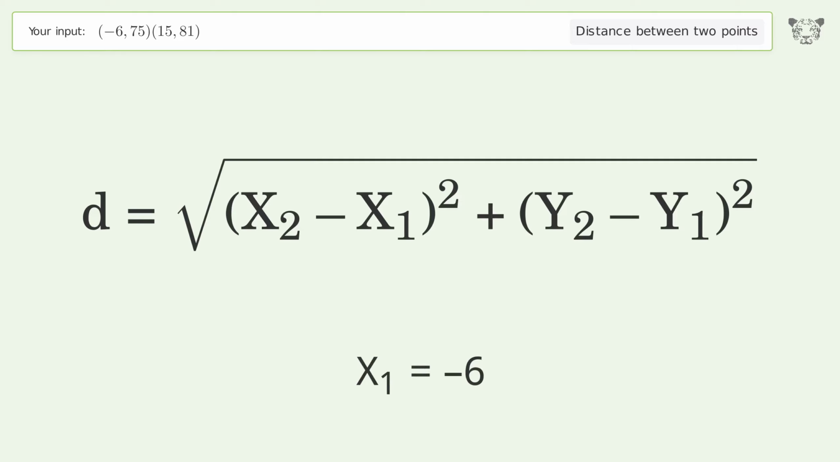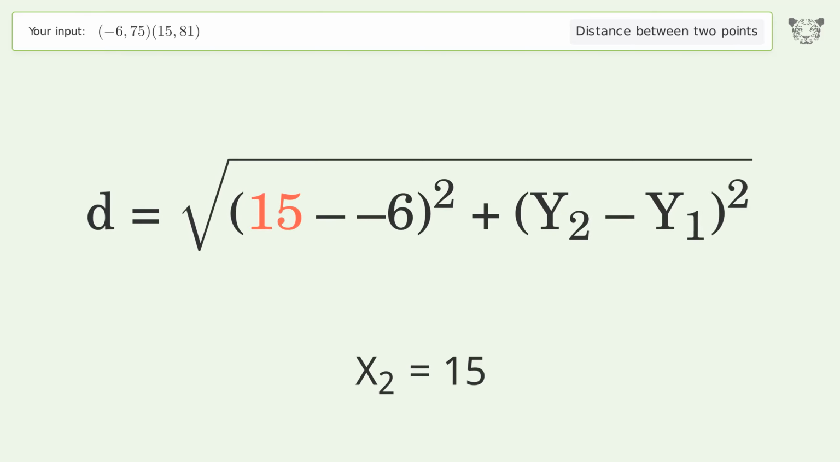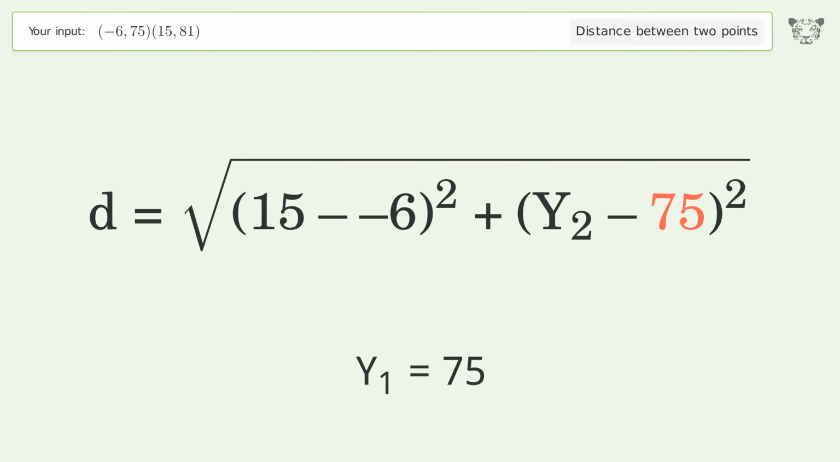x1 equals -6. x2 equals 15. y1 equals 75. y2 equals 81.